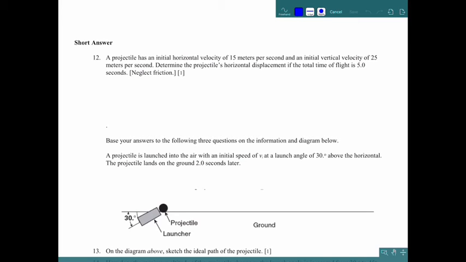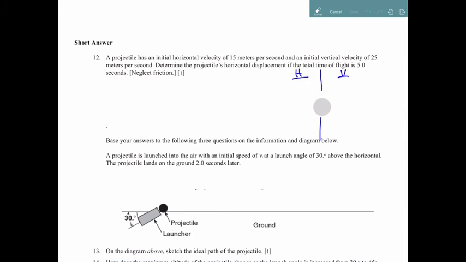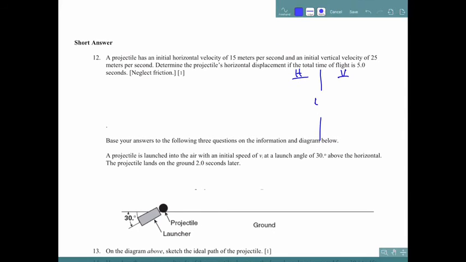Okay, so we can do horizontal and vertical, and it's asking for the horizontal displacement. We already have the time, so let's put that in there too. Time is 5 seconds. The horizontal velocity is 15 meters per second. The initial vertical velocity is 25 meters per second.